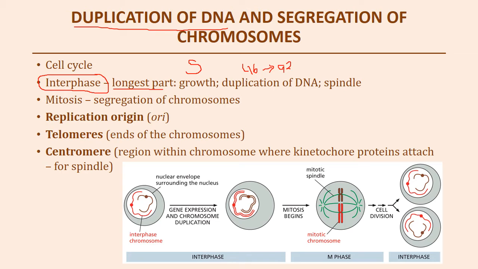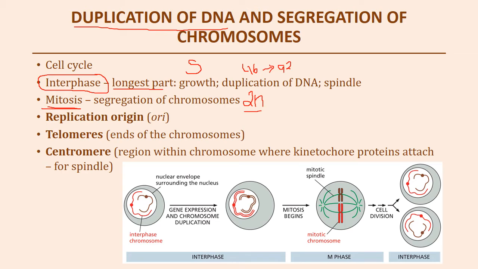The whole purpose of mitosis is to segregate our chromosomes so that once we have our 92, we can segregate them into two batches of 46, thereby producing two daughter cells that are identical in genome content and still diploid, just like the parental cell that produced them.